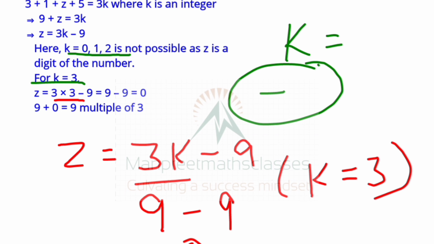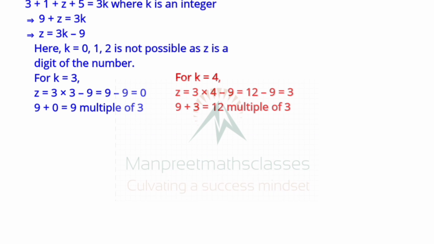Now we are going to check for another value of k. The value of k is equal to 4. Now in place of k I have written 4. So 3 fours are 12, minus 9, you get 3. So 3 is a multiple of itself. So you will say k equal to 4, or the value of z that you get here, 3, will satisfy the given condition.